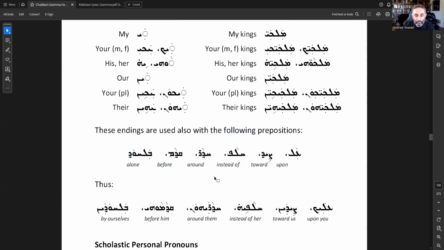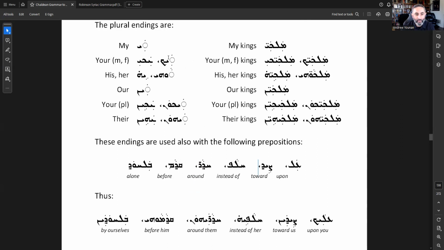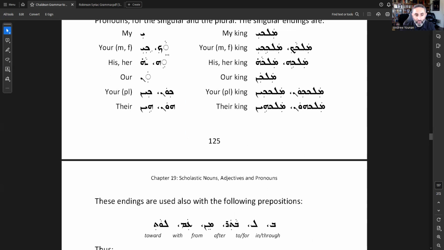Hlap, some Neo-Aramaic dialects will say Hlap, that's the same root word. Instead of Hlap, it uses these endings, Hlapain, on behalf of us. Okay. Hvar is around. It's always hvare, hvareik, hvareiki, hvarao, hvare. Qdam, it's always going to be qdame, qdameik, qdameiki, qdamao, before him. Before meaning in front of, right? Belhod alone, belhode, belhodeik, you alone. So you will never say belhodach. You will never use this first set.